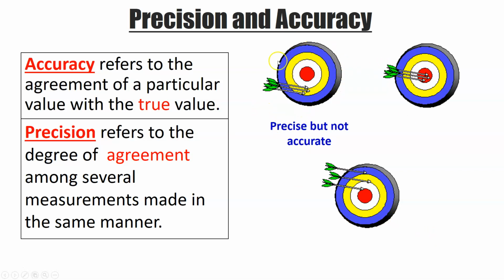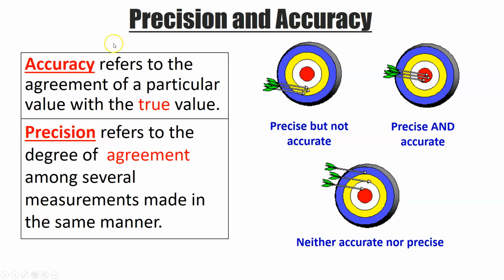This target here is precise because these arrows are close to each other, but it is not accurate because it did not hit this bullseye. In this one, it is precise and accurate. So the arrows are close to each other. We're getting the same thing over and over, and it's the correct value. It's hitting that bullseye. This last one is not accurate and it's not precise. The arrows are not next to each other. We're not hitting the same place every time, and we're not getting them where we should either.